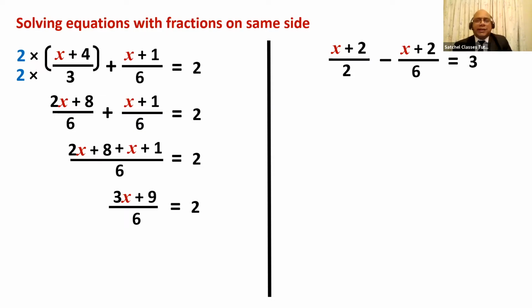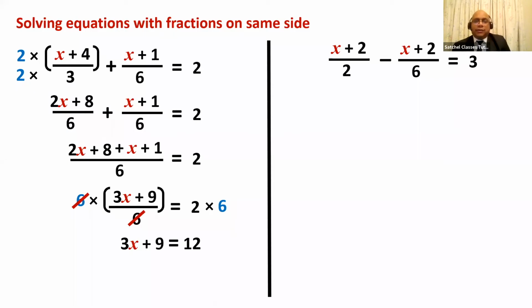Now, this is like your 2-step or 3-step equation. This should be easy now. First, let's get rid of the denominator 6 by multiplying 6 on both sides of the equation. 6 divided by 6 on the left cancels, left with 1. And on the right, we have 2 times 6, which is 12. So 3x plus 9 equals 12.